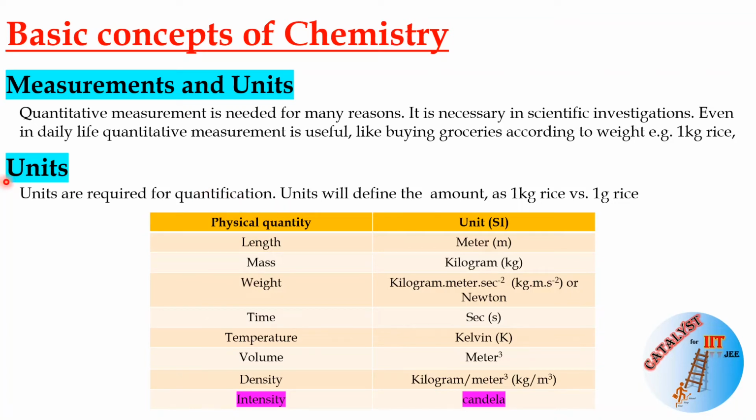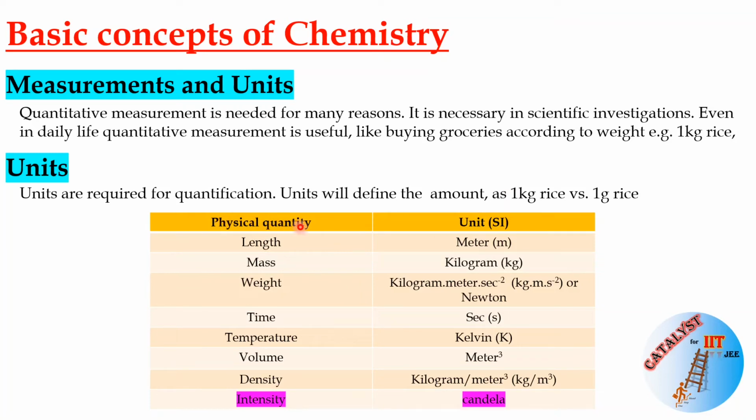Now these units are very important to define the amount as well. Like if you ask 1 kg rice versus 1 gram rice, certainly the quantities are different, correct? So this is a very common thing you encounter in your daily life. So 1 kg rice will be a lot of rice. However, in 1 gram rice, the quantity will be very less. So this unit defines the amount, and the number as well.